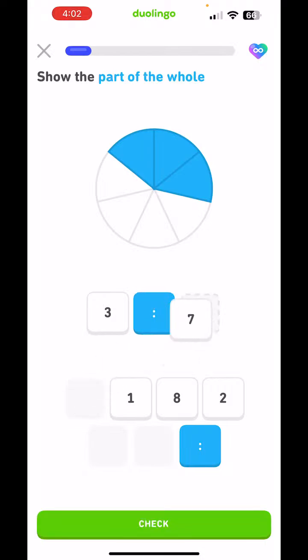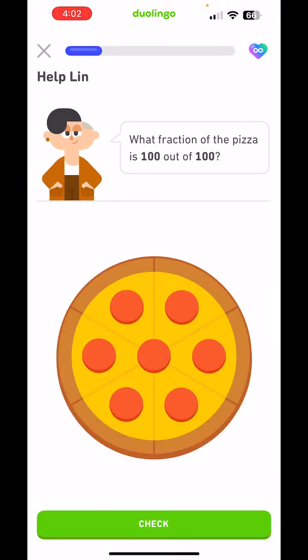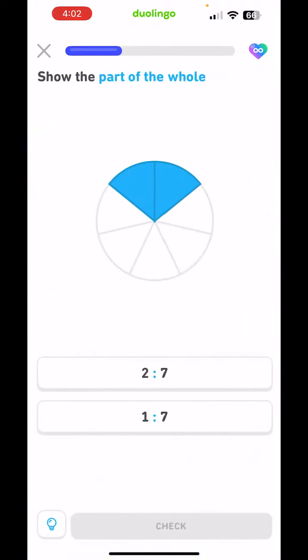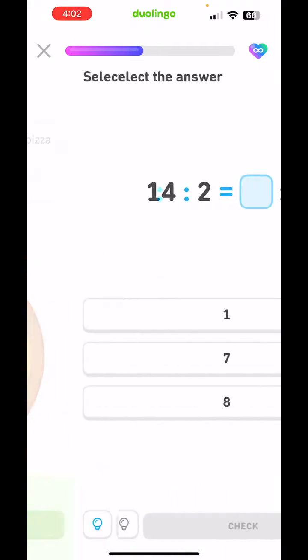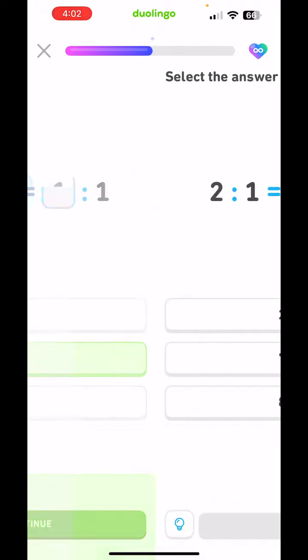This is 37. All right. It's 100. This is just giving us the same things. Okay. 100. All right. So we have 14 to 2 equivalent to x to 1. So we can divide by 2 and we'll get 7. So x is 7.